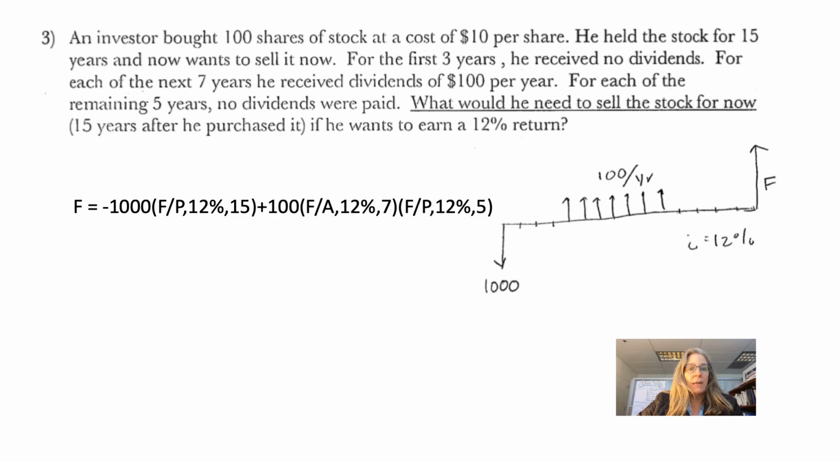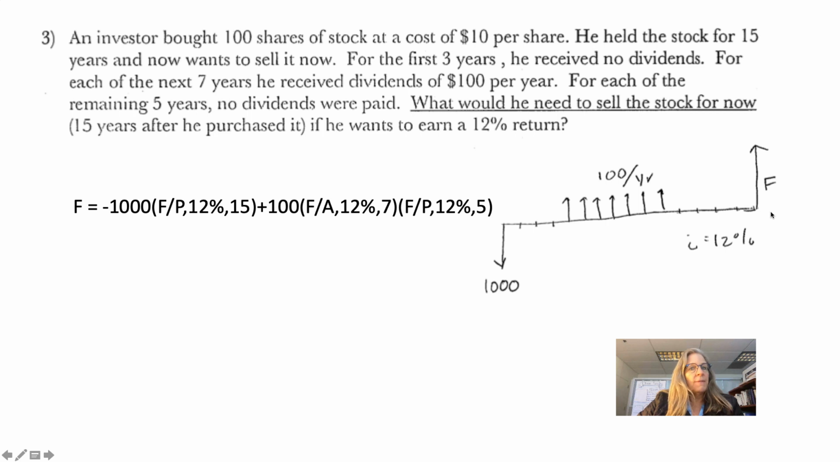So I'm going to go ahead and write an equation, which is for the future value, I take the minus 1,000, I bring it to a future value given a present value, 12% for 15 years. I add to that $100, F given A 12% for 7 years, which brings it to a cash flow that occurs right at this point in time. But I want it to be here, so I need to multiply it by an F given P, 12% for 5 years, 1, 2, 3, 4, 5, in order to get it to the future value.